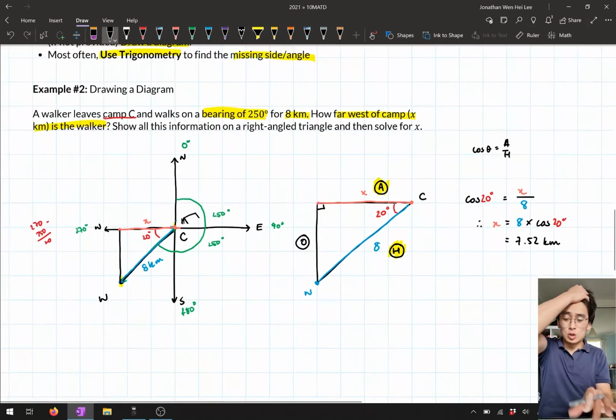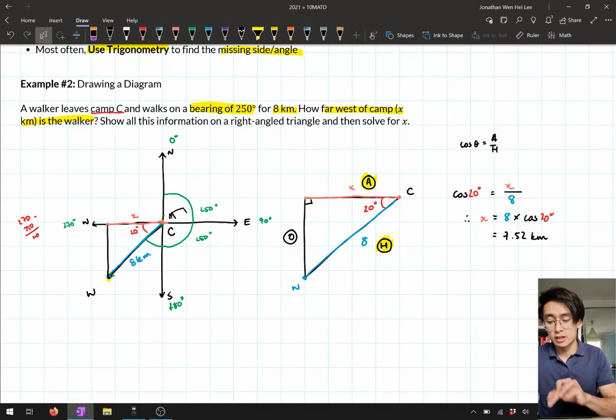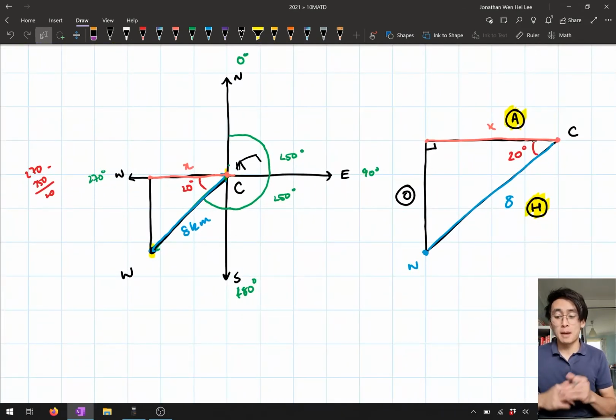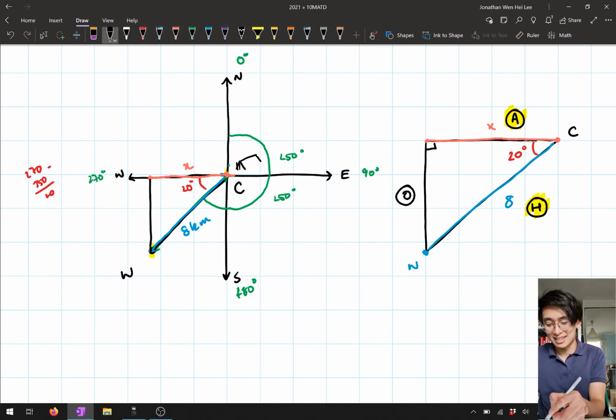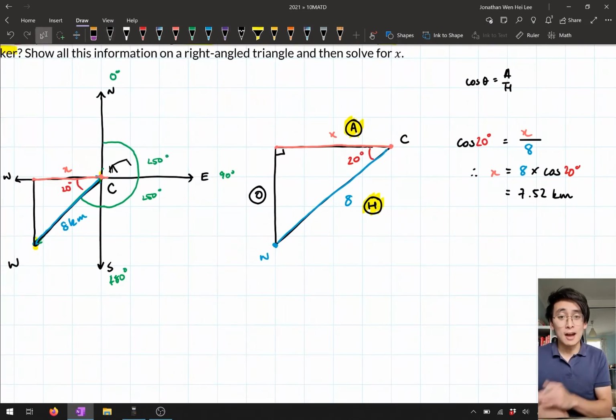So that's how we can use our bearings to help solve for missing values and figure out lengths. Here we firstly had to draw a diagram to represent the scenario. I used my bearings to identify that the 250 degree bearing is in the southwest area. Then from there we can label on our 8 kilometers and figure out that there's a 20 degree angle here. Once we've drawn all of that, we can figure out a right-angled triangle based on that diagram, and then using trig, I can solve for my missing side.